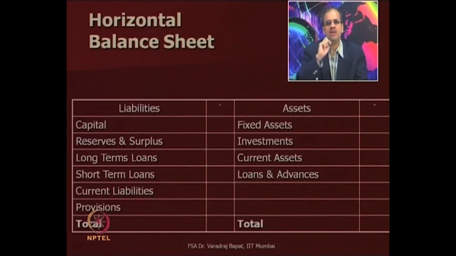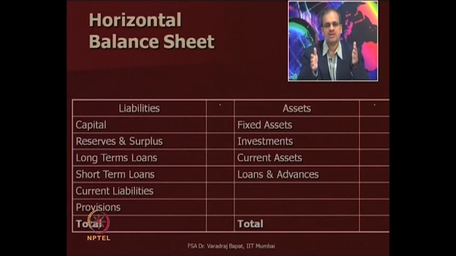Once again, to remind you about the balance sheet formats, we have learnt horizontal format, we have also learnt vertical format. Let us have a look at it again. Here I have shown you horizontal format. As you can see, on one side the assets are shown. Assets are listed into categories like fixed assets, investment, current assets, loans and advances. Liabilities are also listed. So, you have capital, reserves, various types of loans, current liabilities, provisions.